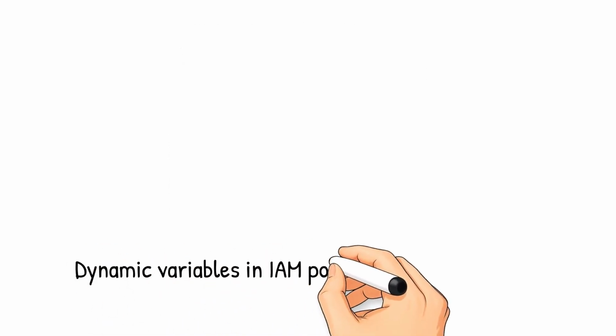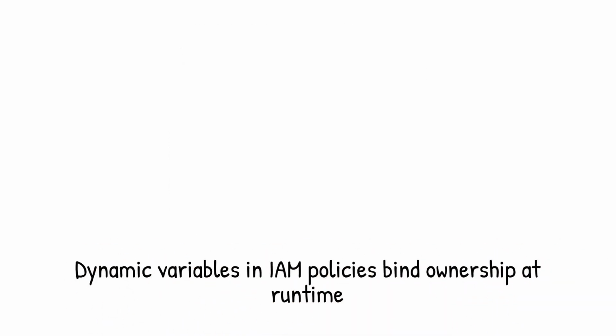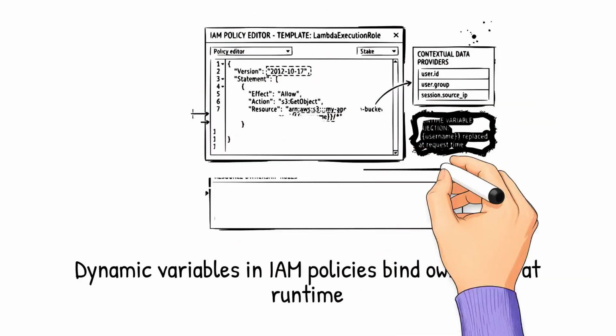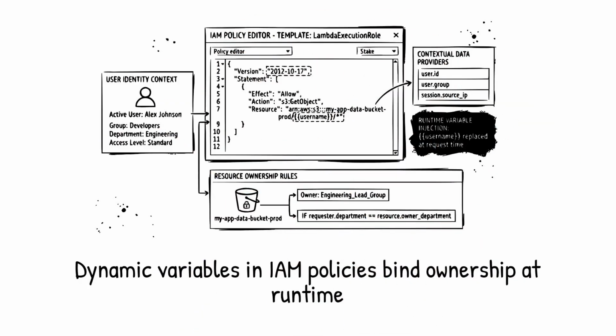3. Dynamic variables. A dynamic variable is a dynamic placeholder used inside IAM JSON policies. AWS replaces it with runtime context from the API request, such as the caller's identity, allowing you to write one flexible policy for multiple users. In this scenario, we utilize AWS context keys like aws:username to bind resource ownership securely to individual human identities.